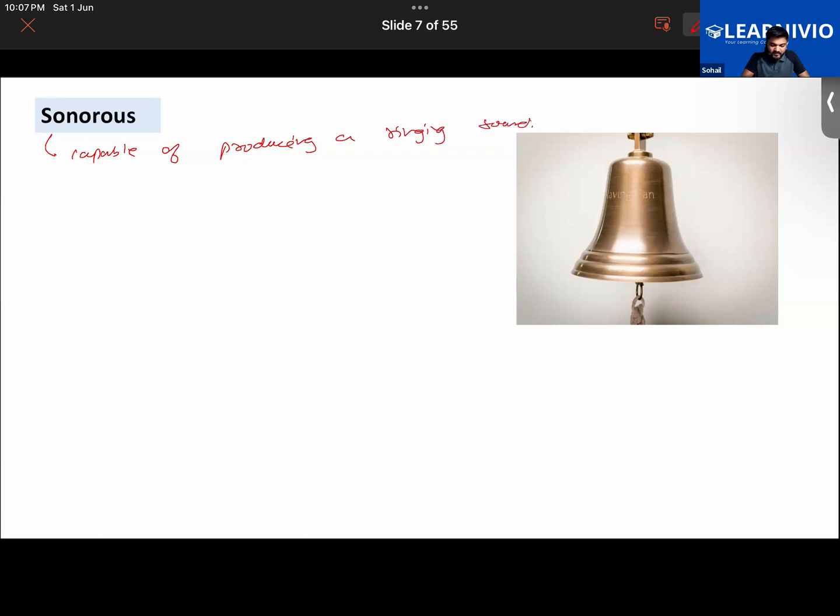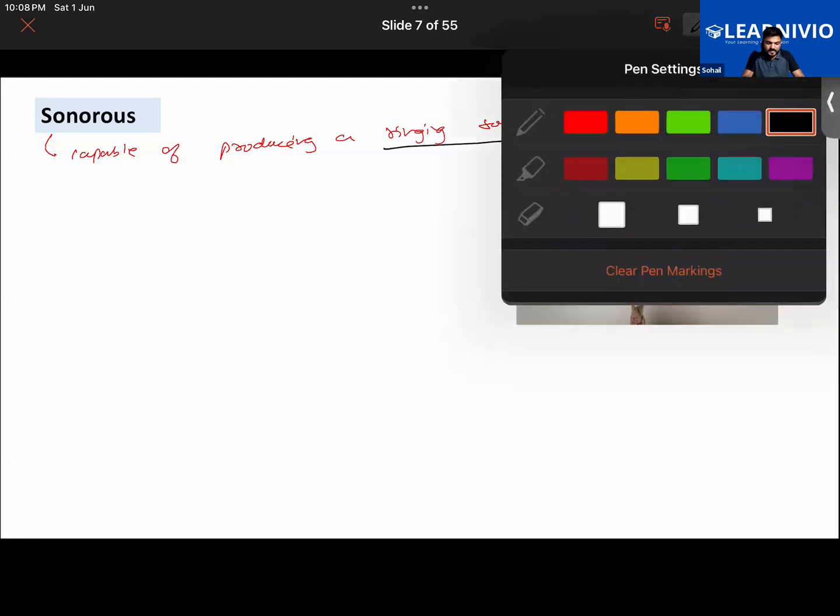Like our vocal cord can also produce sound, but does it produce a ringing sound? No, sir. So we are talking about a particular kind of sound, that is a ringing sound. If you drop a metal coin or a metal utensil on the floor of your house, what happens? It produces a ringing sound. Hope you are getting it.